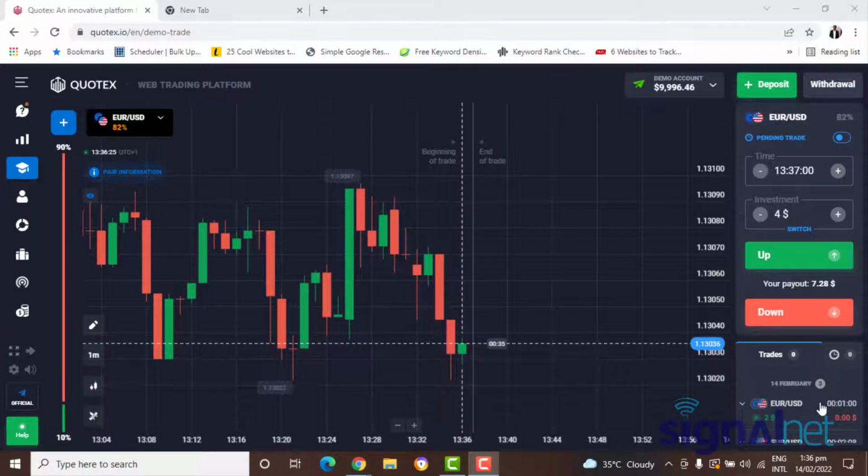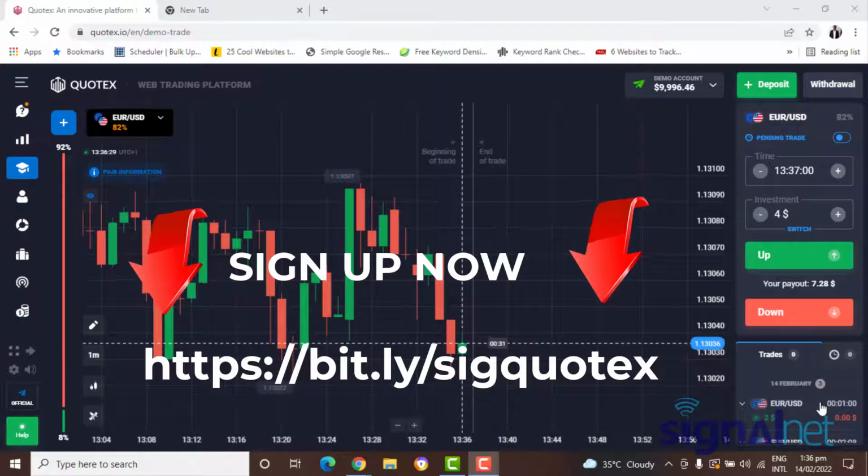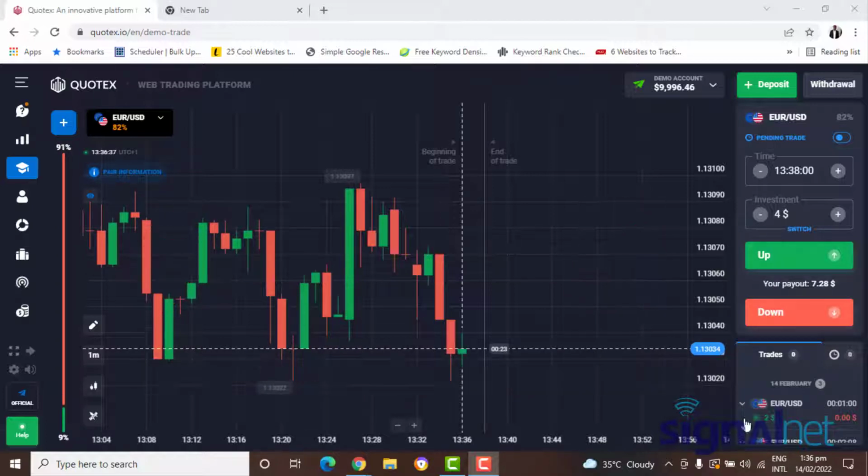First of all, we are going to be going through the Quotex trading area. So I'm already logged in. When you sign up, and you see a link below in the description to sign up, usually this is how it looks like. The trading platform just comes up like this. So I'm going to be going through different areas of it.